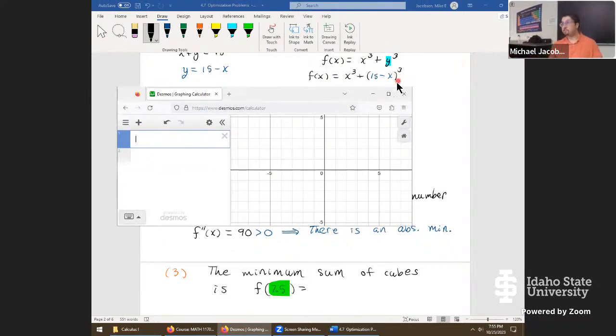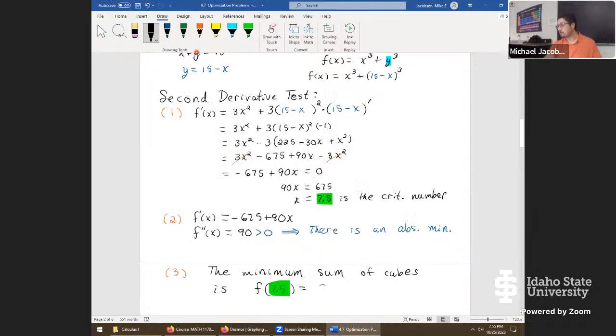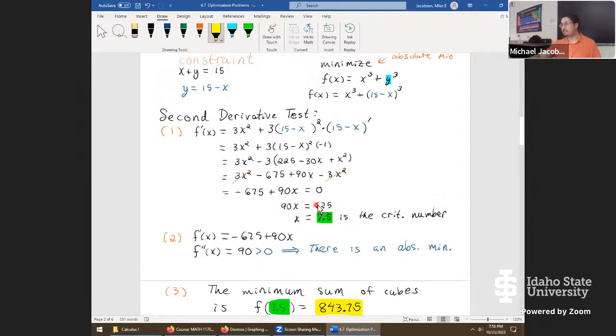And so this will go first 7.5 cubed. Then plus 15 minus 7.5, again, that's just 7.5 again, cubed. And we get this exact figure of 843.75. So that is the minimum value that the question was asking for.